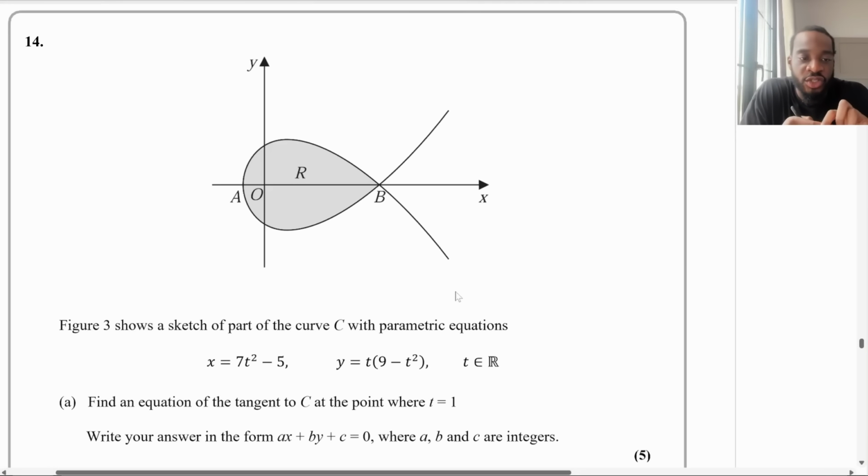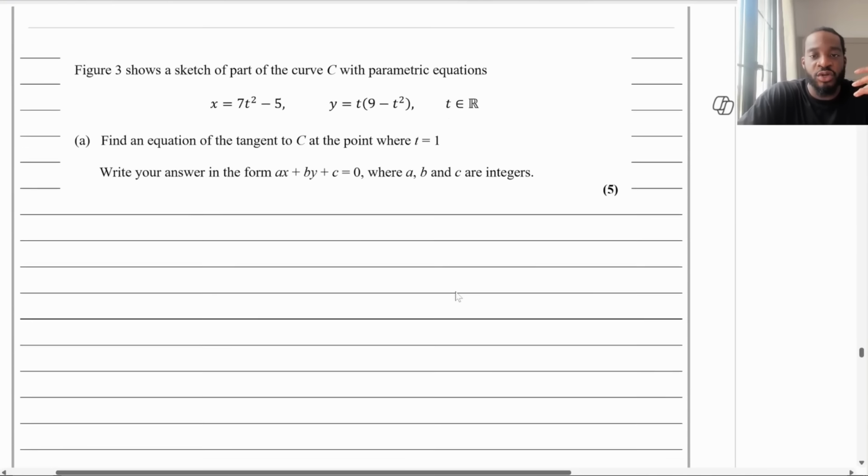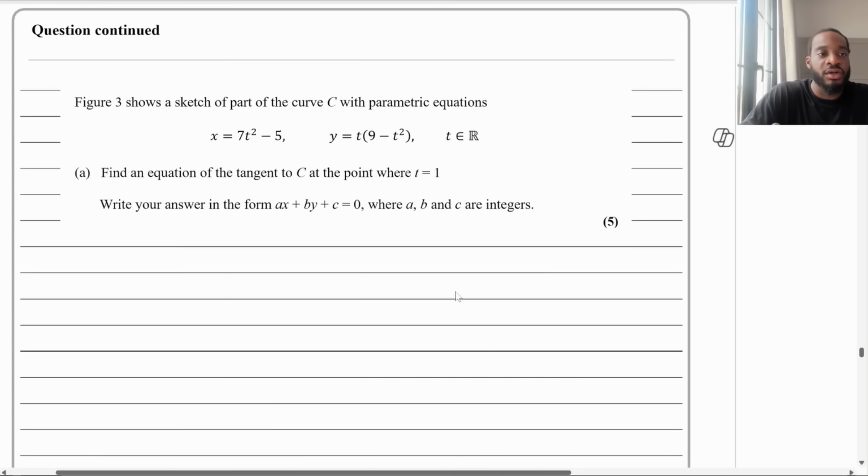Okay, so figure 3 shows a sketch of part of the curve C with parametric equations x equals 7t squared minus 5 and y equals t(9 minus t squared), where t is an element of the reals. Part A says find the equation of the tangent to C at the point where t is equal to 1. Write your answer in the form ax plus by plus c equals 0, where a, b, and c are integers, for 5 marks. So this is just parametric differentiation. Okay, so I've just got it summarized here. So we'll just get started.